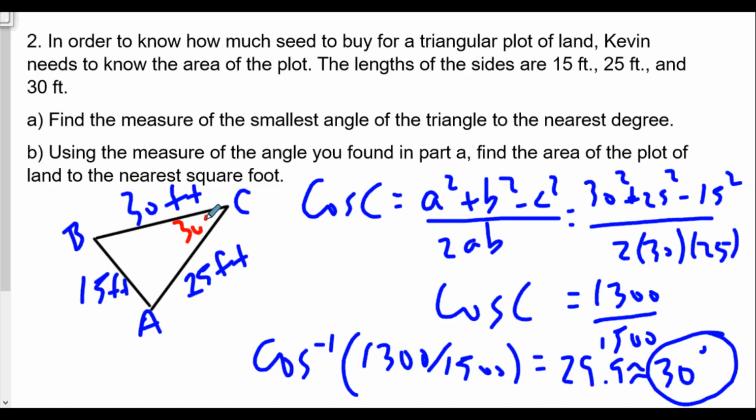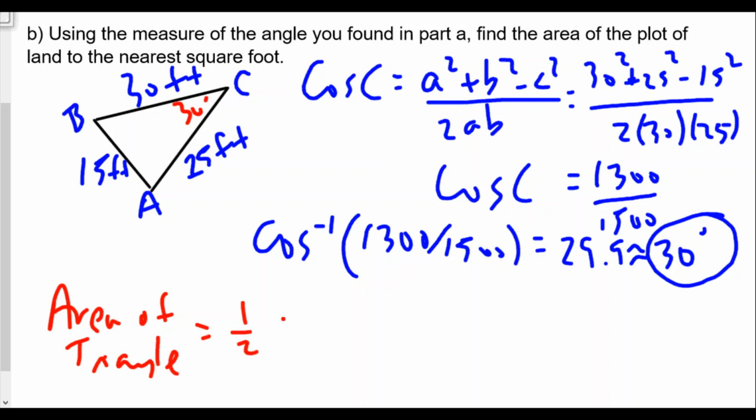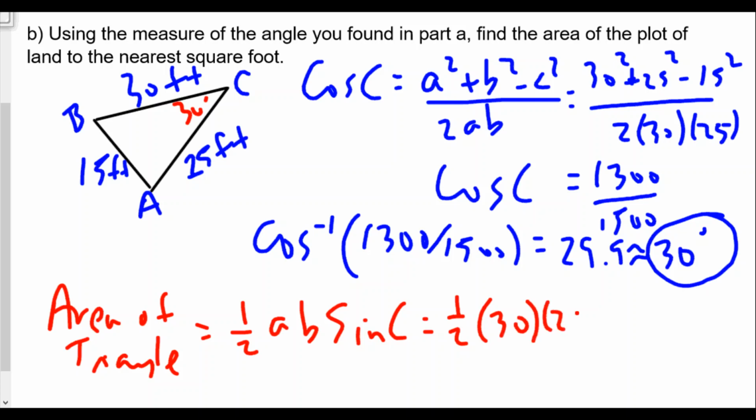Now for part B. Part B, we're going to try to find the area. And our area formula, if we remember, the area of a triangle using trig will be 1/2 AB sine of C. So here, 1/2 of 30 times 25 times the sine of 30 degrees. That's what we're doing for part B.